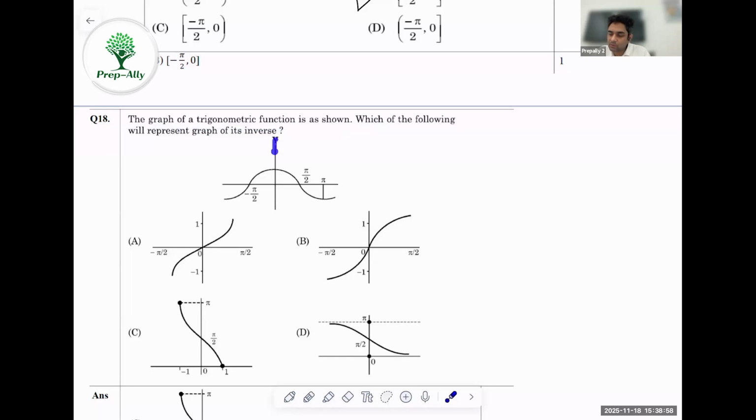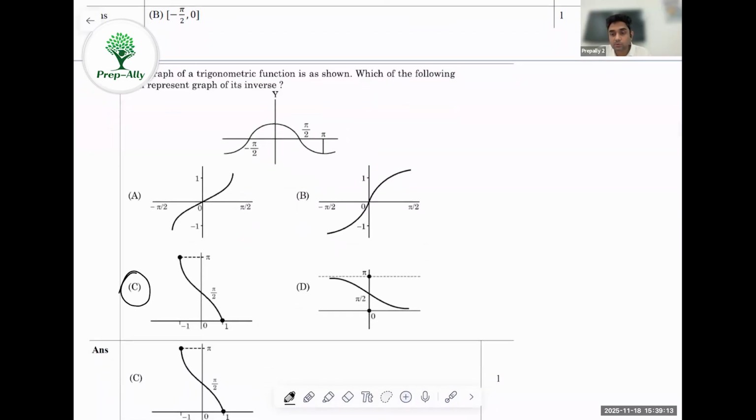In cos, we clip it from 0 to pi to make it 1 to 1 or bijective. Then we take the mirror image on the line y equal to x. Anyhow, if you know the graph of cos x or cos inverse, you'll directly see this is the answer. By the way, you should know that rather than trying to do all of that in the exam, because if you have not done it during the year, it is difficult to do in the exam.